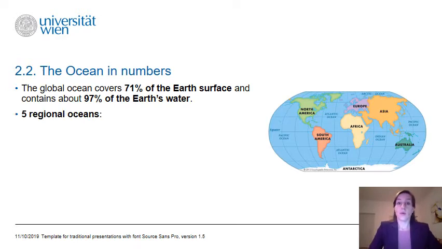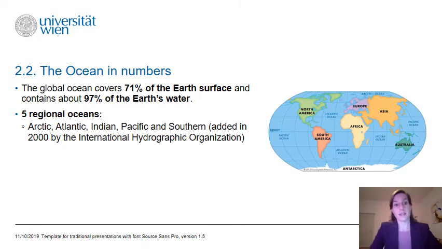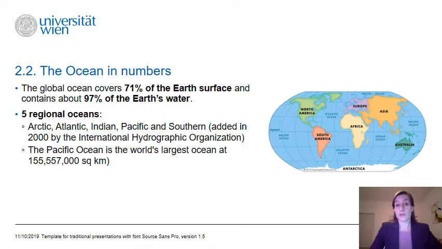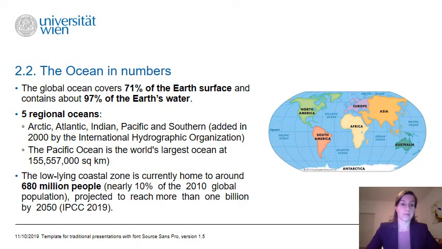So we say the ocean, but often people also tend to refer to the oceans, because we have 5 regional oceans: the Arctic, the Atlantic, the Indian Ocean, the Pacific Ocean, and the Southern Ocean. The Southern Ocean was added in 2000 by the International Hydrographic Organization. The Pacific Ocean is the world's largest ocean, and it covers approximately 160,000 square meters.